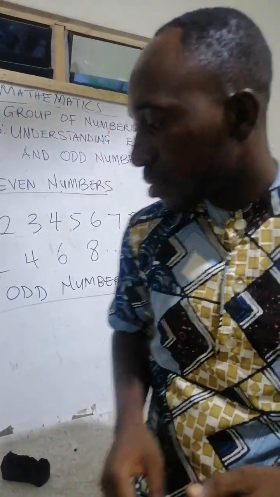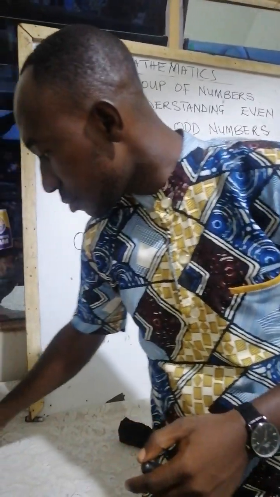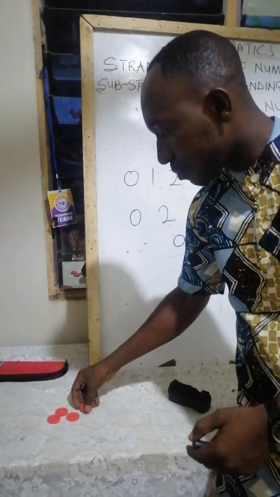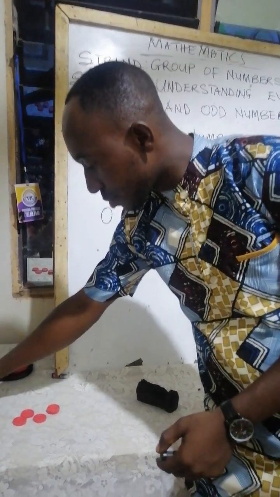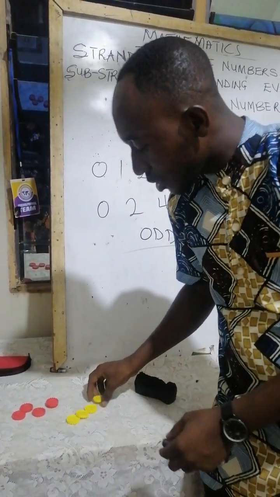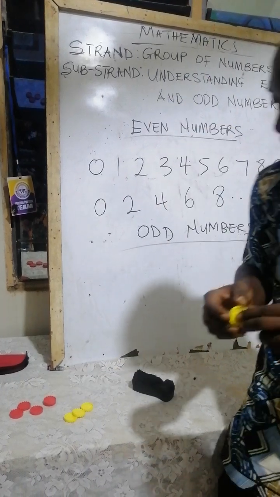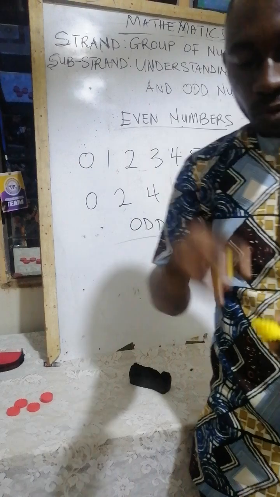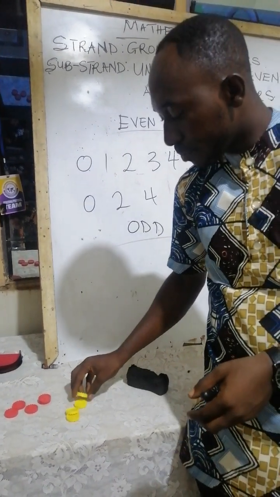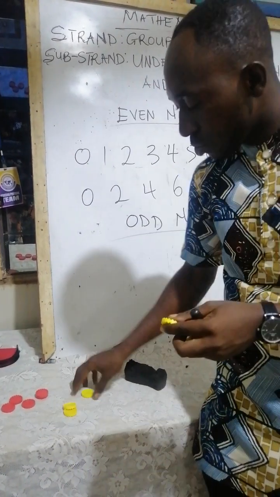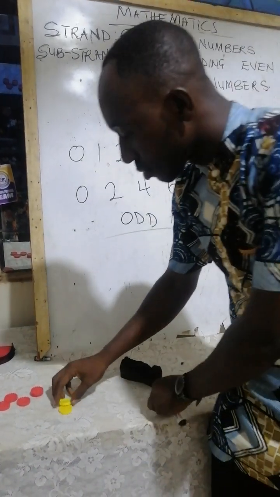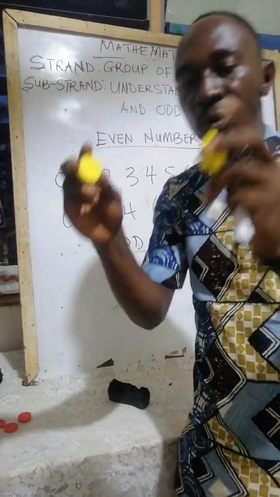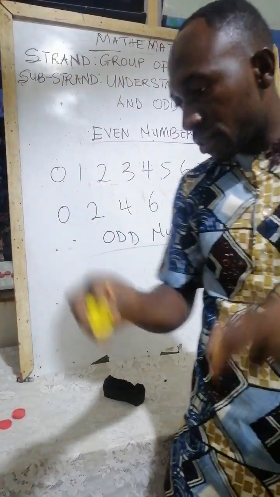So now let's look at my bottle tops here. We are talking about an even number being a number that can be paired. How many yellow bottle tops are here? 1, 2, 3, 4. Let's see if I can pair them. 1, 2, we have 1 pair. 1, 2, another pair. So 4 have been grouped evenly. We have 2 pairs in that.